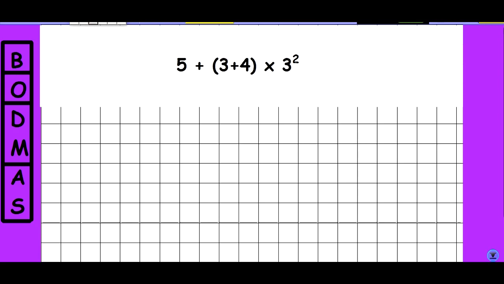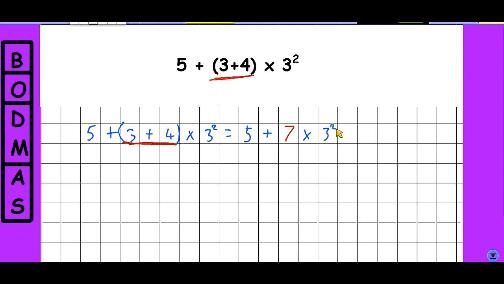So, as always, start by writing out the whole problem. Well, let's solve the first part. The first part that we're going to solve is going to be the brackets, because that's what we need to solve first. So we'll write it out again, everything exactly the same, apart from the bit that we're solving. In fact, I'll even change the colour of the bit that we're solving. So 5 plus, that stays the same. 3 plus 4 is in brackets, so we need to solve that. So we've got 5 plus, and then 3 plus 4, which is 7. Then everything else stays the same, times 3 squared.